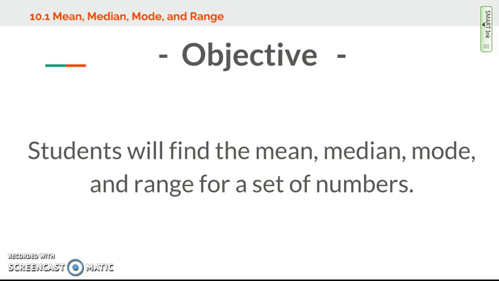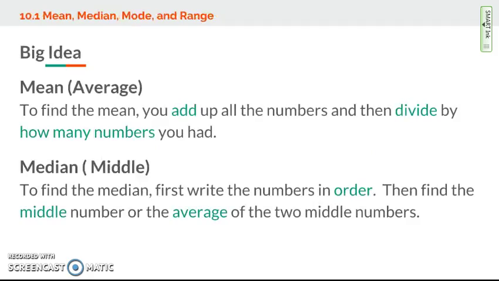Here's our objective. Our objective is that students will find the mean, median, mode, and range for a set of numbers. So please go ahead and write our objective down. Remember, because of the videos, you have the opportunity to pause and rewind if you wish. Please make sure that you're listening to the whole video to get all of the information that you need. I may give some tips and hints along the way, and you don't want to miss out on that.